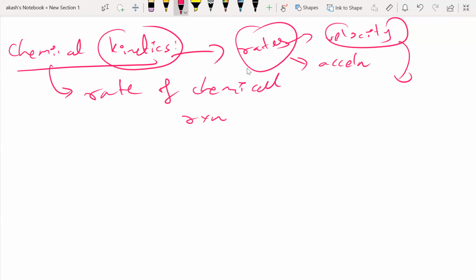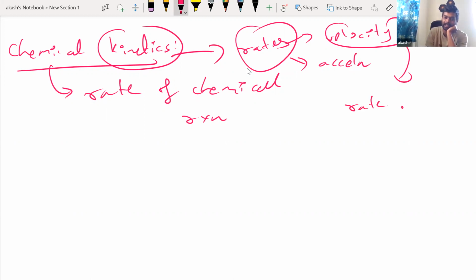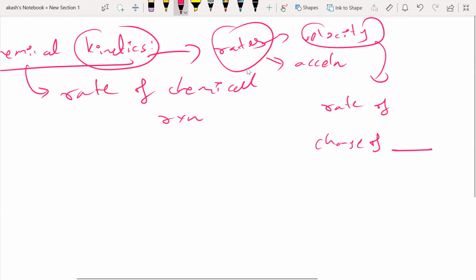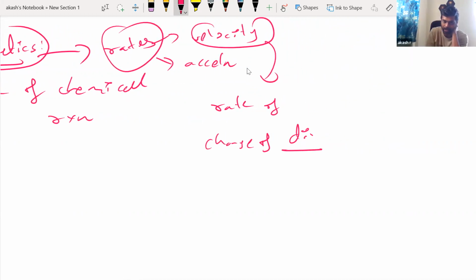So maybe the speed at which something moves in a particular direction. Okay, the exact definition I was expecting is: it is rate of change of dash. What? Rate of change of displacement. Good, right? It is rate of change of displacement.